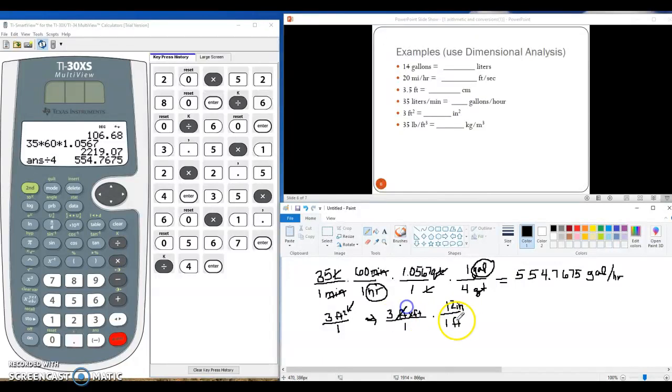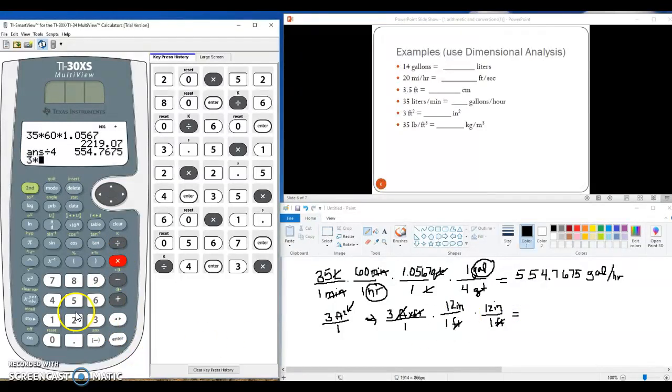So I can cancel 1 label of foot. I still have a label to go, so I have to repeat it. So again, 12 inches is the same as 1 foot, and that allows me to cancel the other label of foot. Now I'm ready to do my math, so 3 times 12 times 12 again. Enter, and I get an answer of 432.